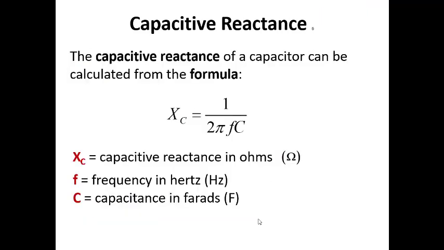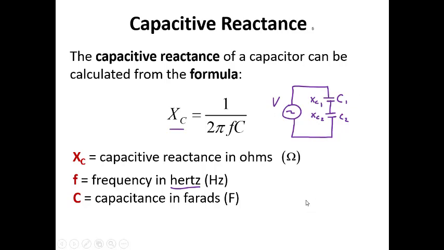Here's our formula again for capacitive reactance. The capacitive reactance X sub C is 1 over 2 pi FC. F is the frequency, C is the capacitance, and this will give us ohms. So if we had a circuit with 2 capacitors and the capacitance is known, we could figure out what X sub C is for each capacitor, and then we could figure out what the current is. So we'll follow the same kind of process with capacitive reactance as with inductors.